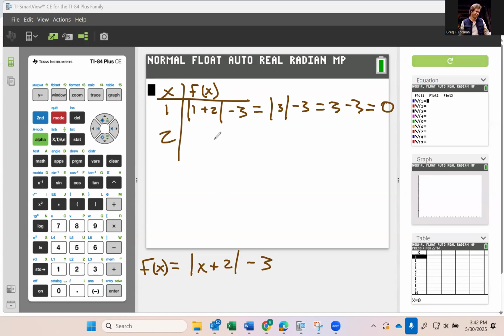We could do one more. How about 2? If we plug in 2 for x, we get the absolute value of 4, and then minus 3 is 4 minus 3, which is 1. Just like any other function, you can plug numbers in for x. That's definitely not unique to absolute value functions, as you should already know because we've already covered linear functions.